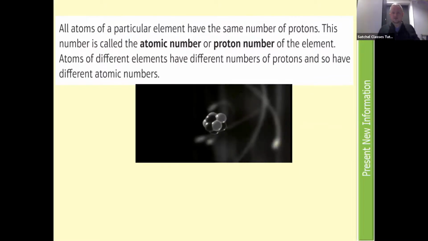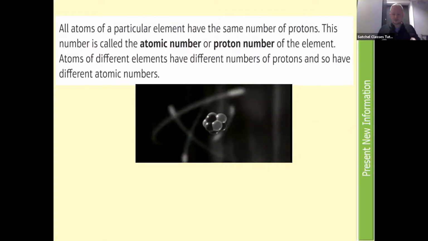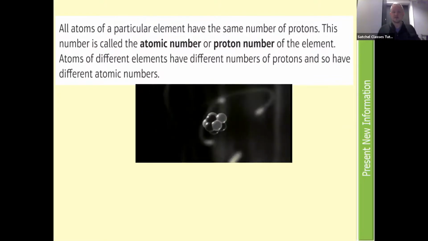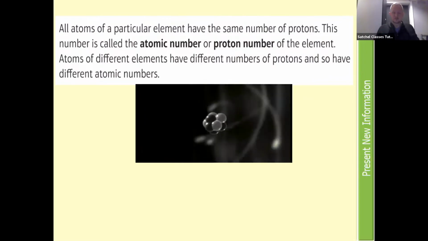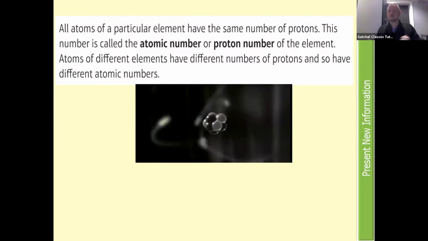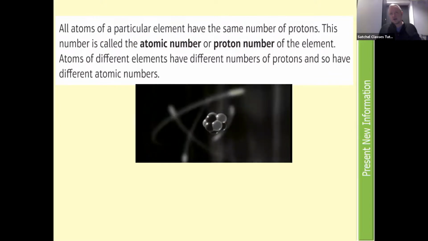All atoms of a particular element have the same number of protons. The proton number is the face of the element. That number, the atomic or proton number, defines that element. Atoms of different elements then have different numbers of protons, so they have different atomic numbers.